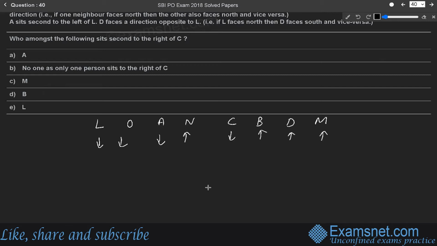Here, the part of the question is, who amongst the following sits second to the right of C? We can see that C is present here. And second to the right of C will be in this direction. So we can say that the correct option is A here, which says A. I hope this question is clear to you.